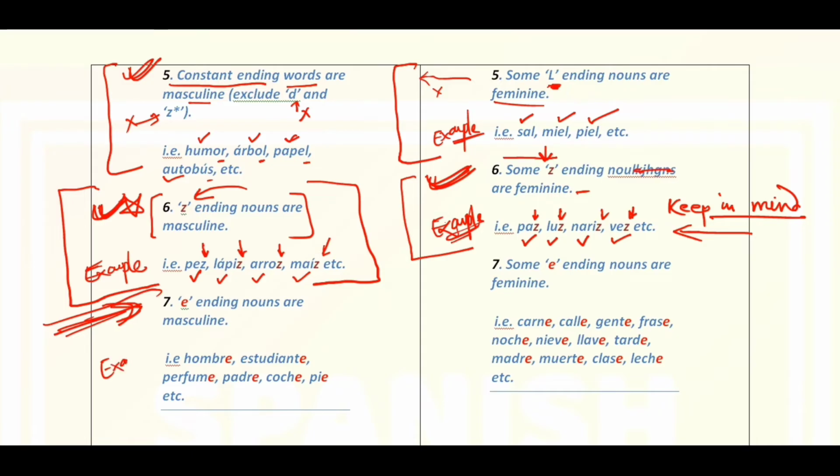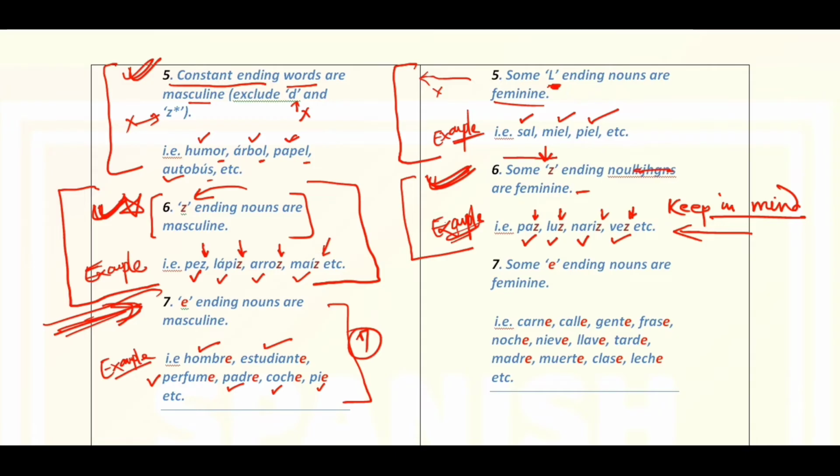7th point. E-ending nouns are masculine. Examples you can see: hombre, man; estudiante, student; perfume, perfume; padre, father; coche, car; pie, foot. These are examples. We'll repeat it again: hombre, man; estudiante, student; perfume, perfume; padre, father; coche, car; pie, foot, etc.